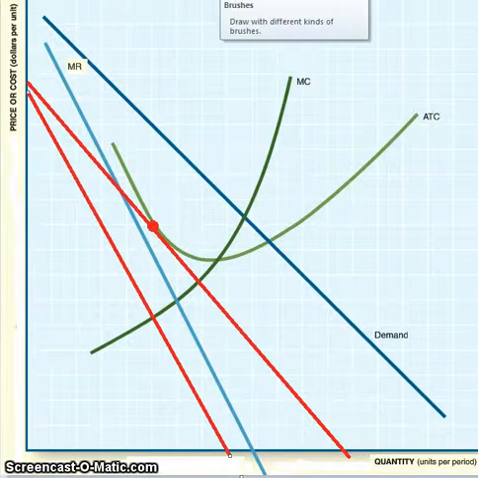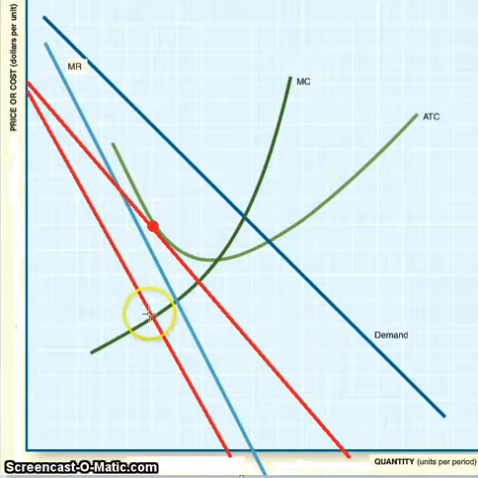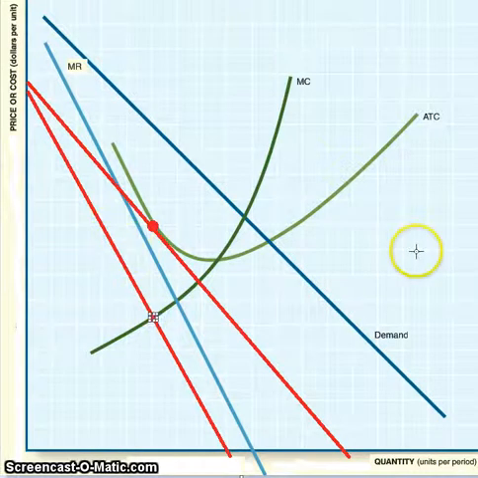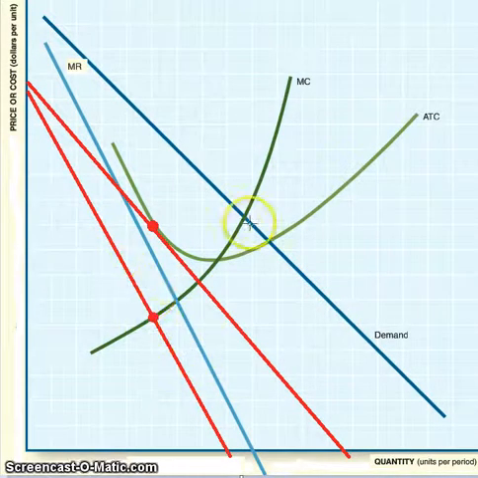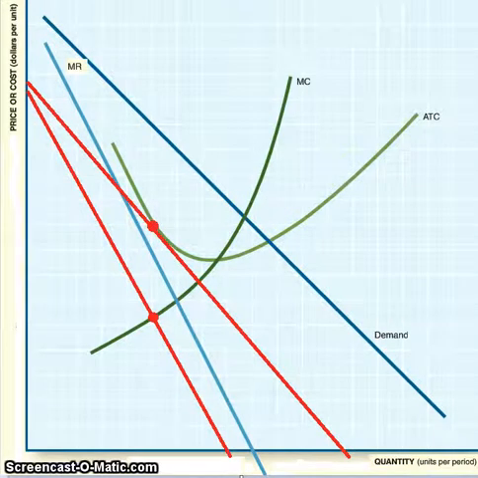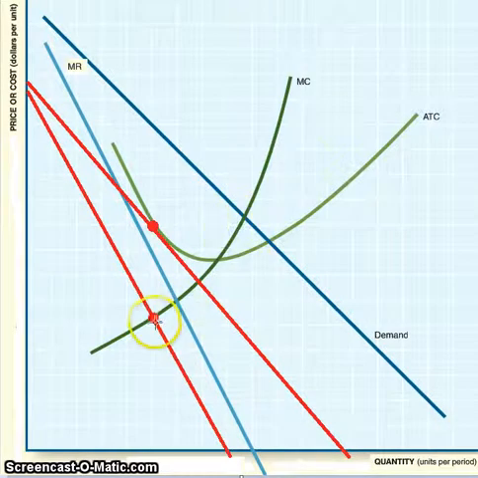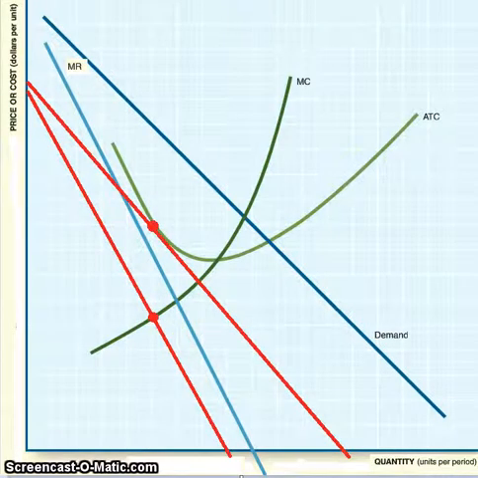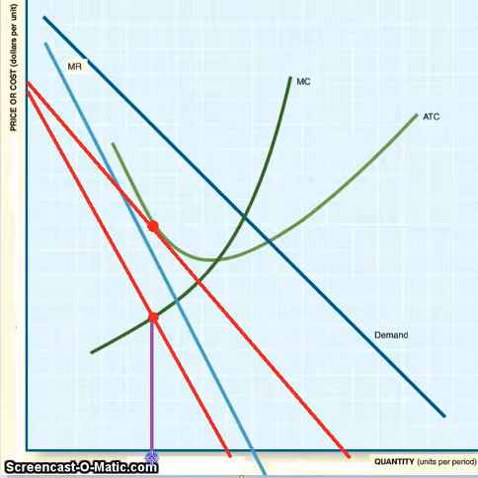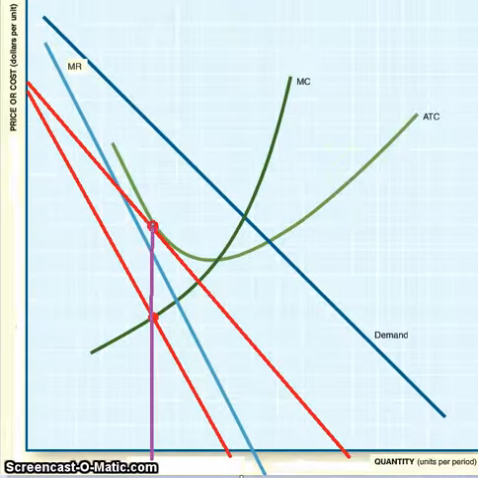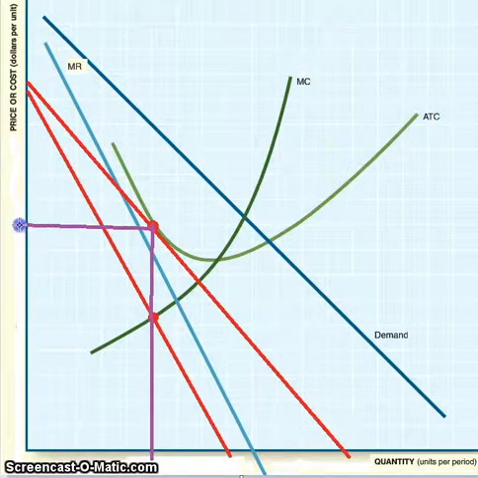So now, like normal, they look for their equilibrium where the marginal revenue equals the marginal cost, because this is our new marginal revenue curve and our new marginal cost curve. I'm going to switch colors. Let's do purple. So this is our new equilibrium quantity. And we go up to our new demand curve to get our new equilibrium price.